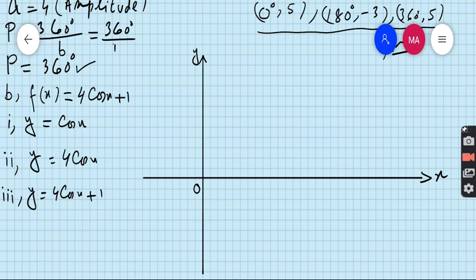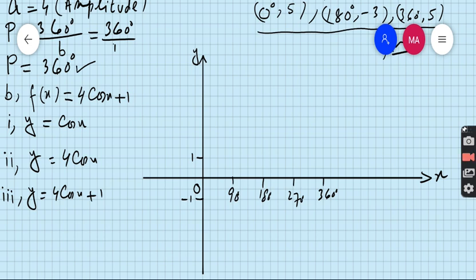The maximum value is 1, so I am taking 1 over here and minus 1 over here, and I am going to 360 degree. So 1 2 3 4, 90 degree, 1 2 3 4, 180 degree, 1 2 3 4, 270 degree, 1 2 3 4, 360 degree.